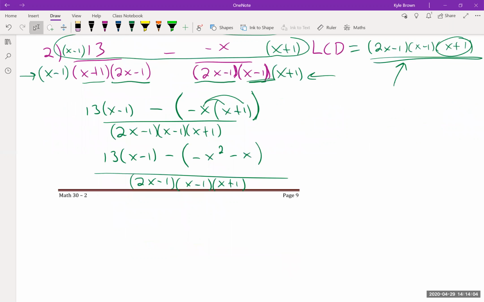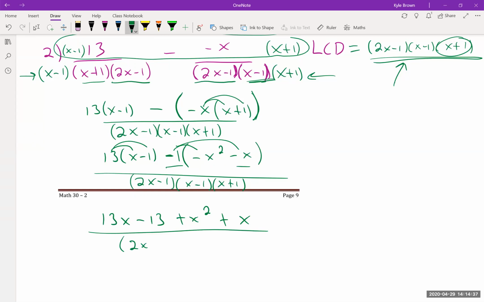All right, now I'm going to distribute that guy in. So this is 13x minus 13. And then remember this next part here, this is really like negative 1 that I have sitting here, right? The minus part of it. So I'm going to distribute that one in as well. So now that'll be negative 1 times negative x squared. That'll be positive x squared. And then negative 1 times negative x, that's going to be positive x. And I promise we're almost done. 2x minus 1. This is all just the denominator again. So x minus 1 and x plus 1.